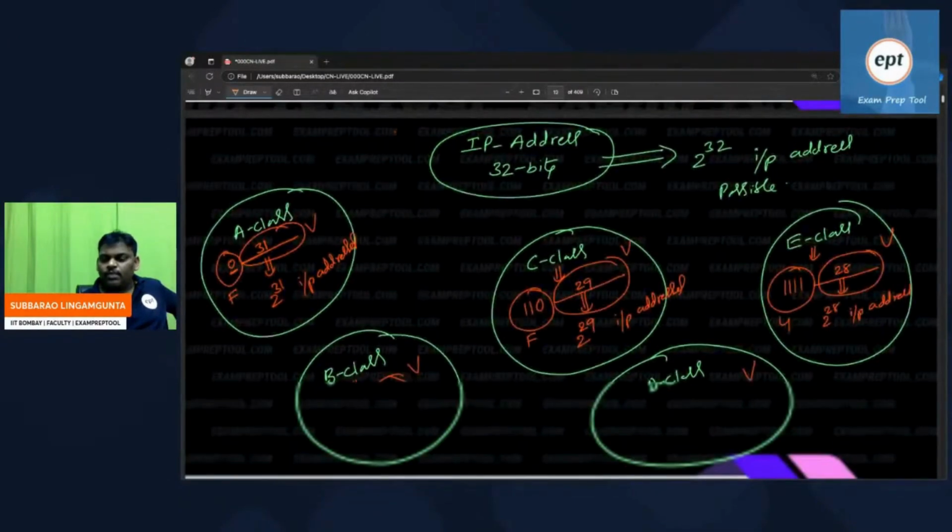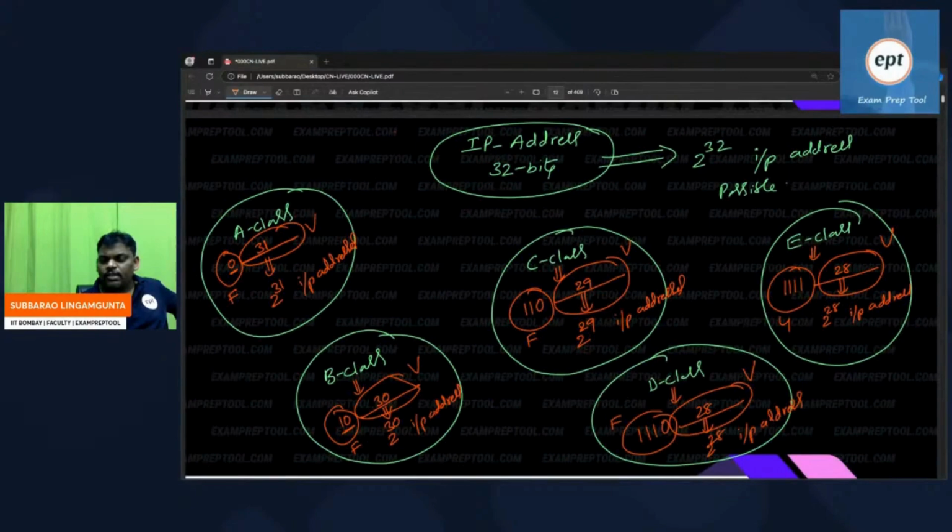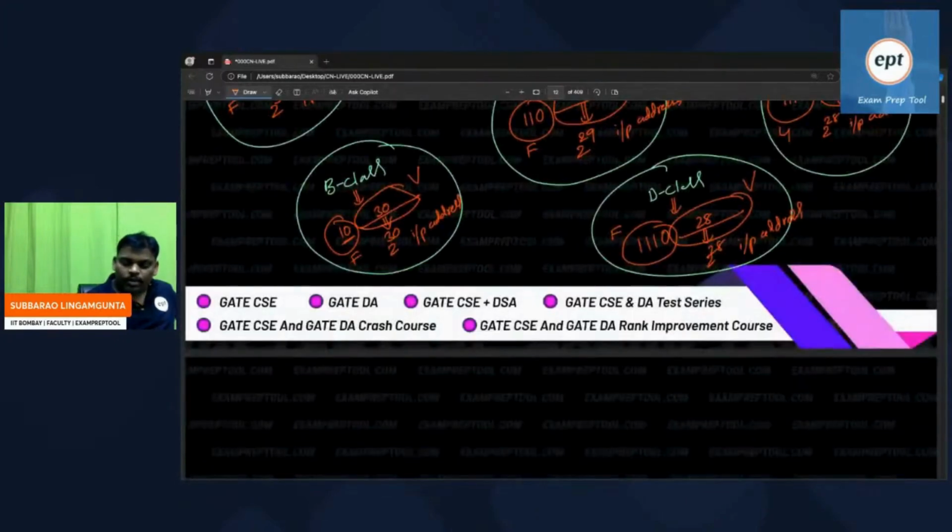Now see the answer. Interesting. Listen. A class has 2 power 31 IP addresses. Can you see this one? B class is 2 power 30. C class is 2 power 29. D class is 2 power 28. E class is 2 power 28.